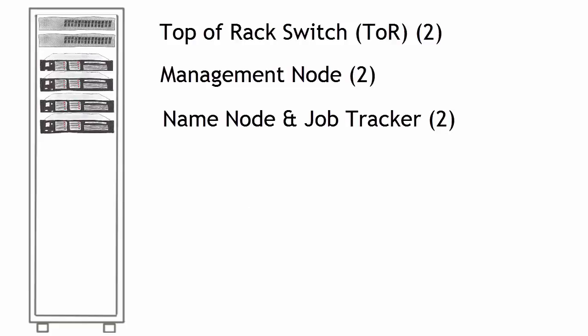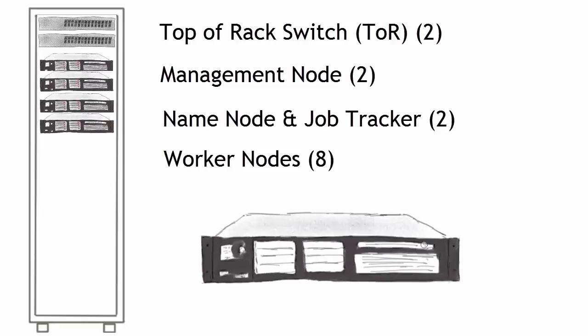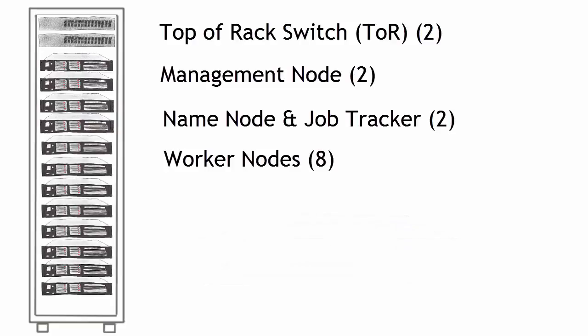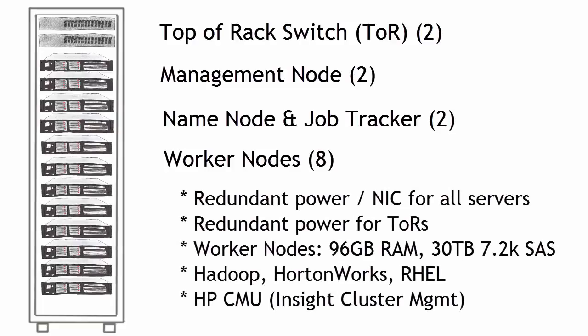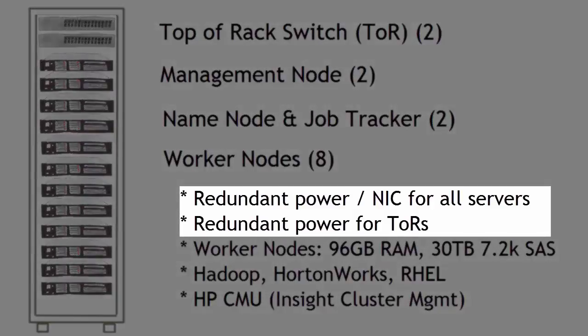And then, of course, to deliver the workload, we have worker nodes. Now we can continue to add additional worker nodes, and there are scaling parameters or rules that we have to comply with. Some of the key components you want to make sure you have on all of your servers, as well as your top-of-rack switches within this environment, are redundancy in your network cards and your power supplies.